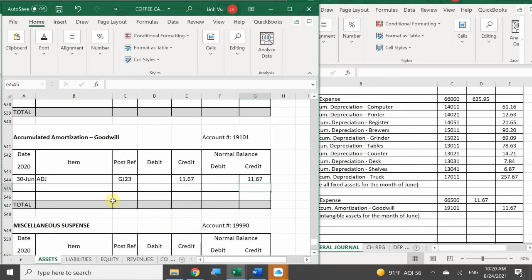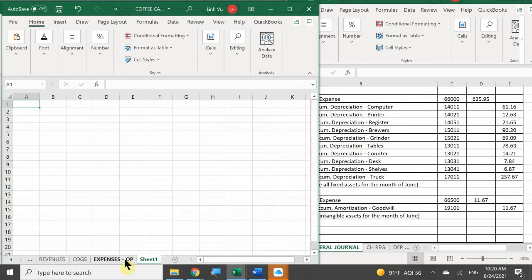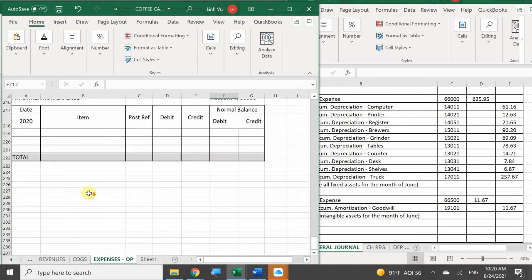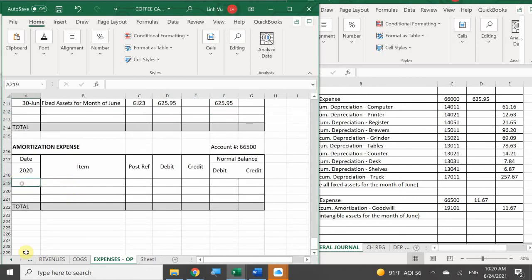So therefore, before we do anything, don't forget to also put it into your amortization expense. So here is the 30th, you could say adjustment, and you can even write goodwill, because maybe goodwill might not be the only intangible asset that we have here. So credit or debit is going to be for the 1167.